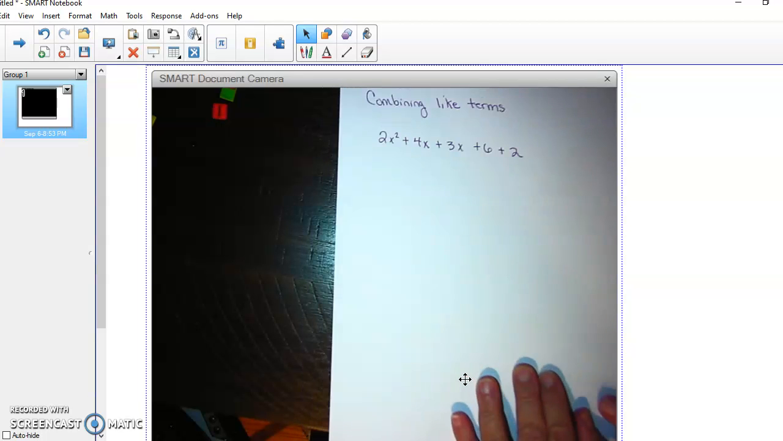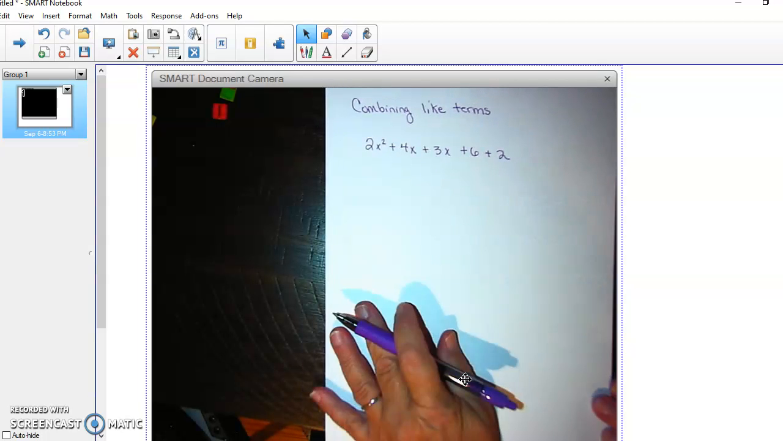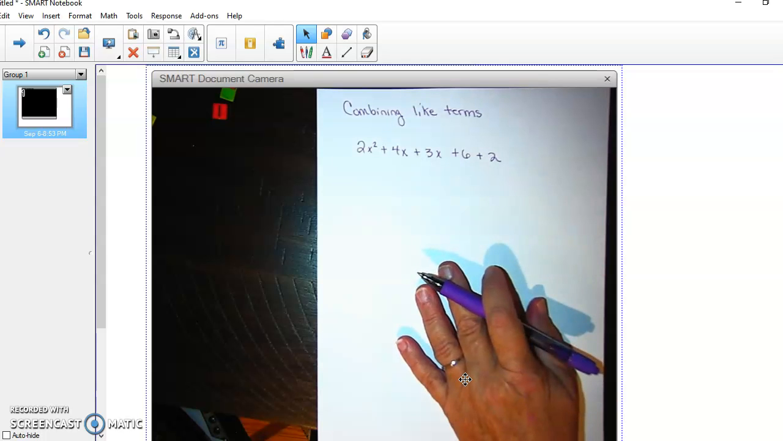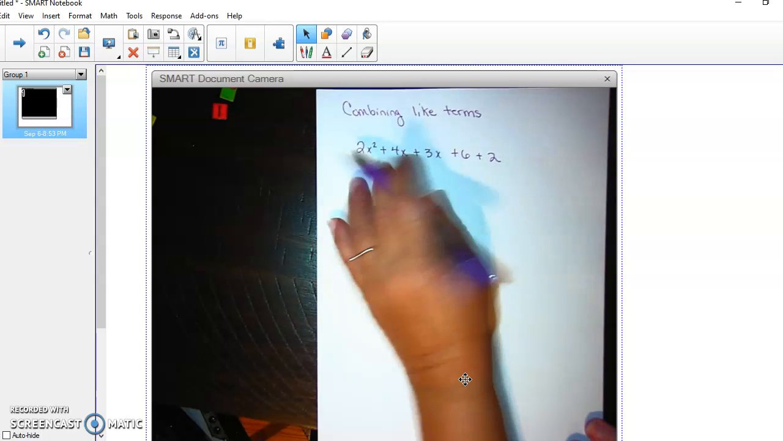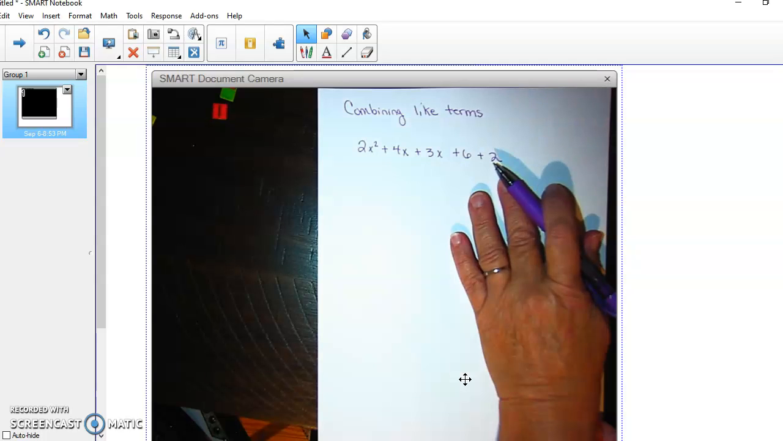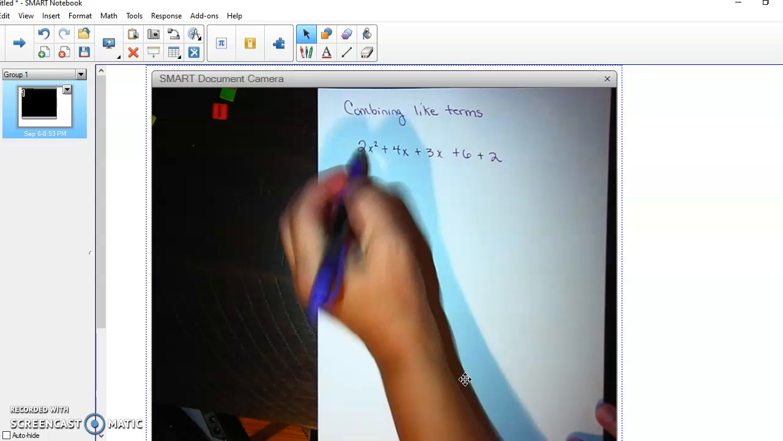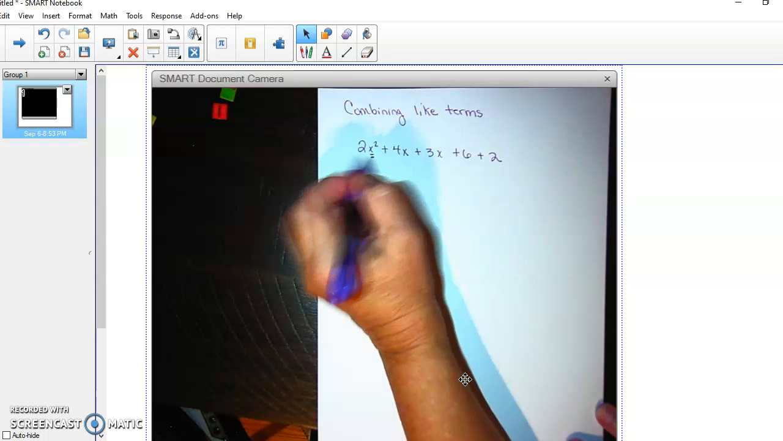Okay, now we're going to combine like terms without the tiles. Remember, when we used the tiles, they had to look alike before you could add them together. So now we're going to look at an algebraic expression and combine like terms. The first thing we're going to do is look for things that look alike, and what we mean by that is they have to have the same variable to the same power.